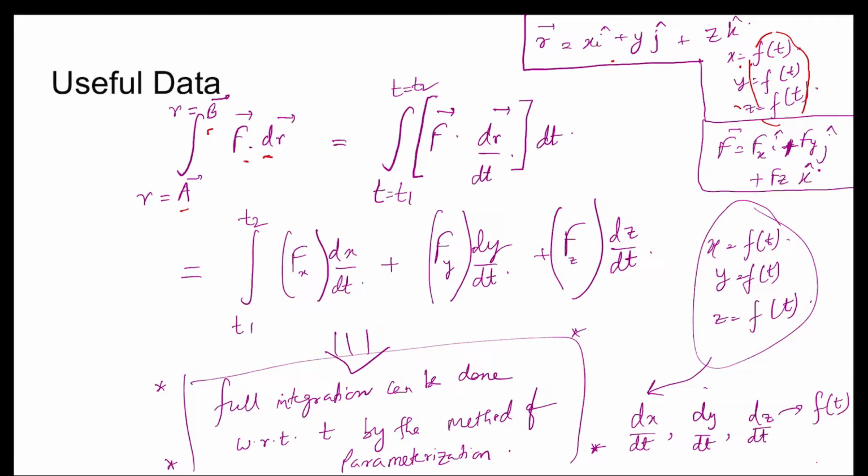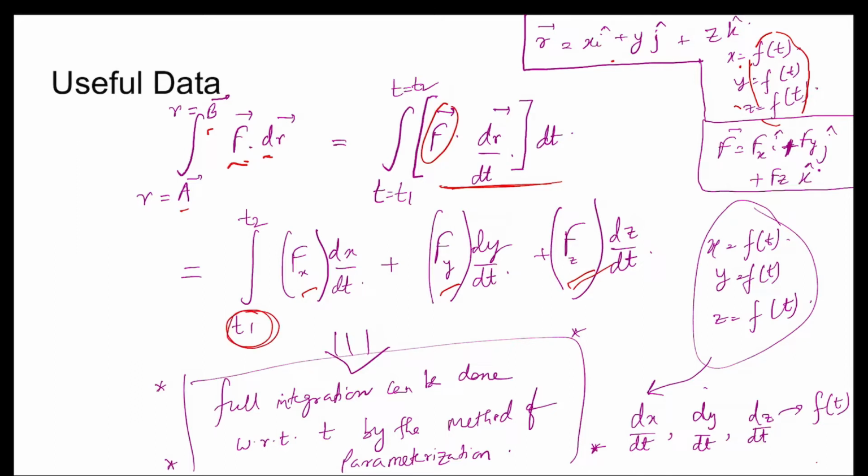Now writing r as x i cap plus y j cap plus z k cap and completing the dot product, where f is also fx i cap plus fy j cap plus fz k cap. If you do this dot product, then you will find this reduces to fx dx/dt plus fy dy/dt plus fz dz/dt, where fx, fy and fz are the x, y and z components of the vector field f. Now we see that this is reduced to a single variable t.